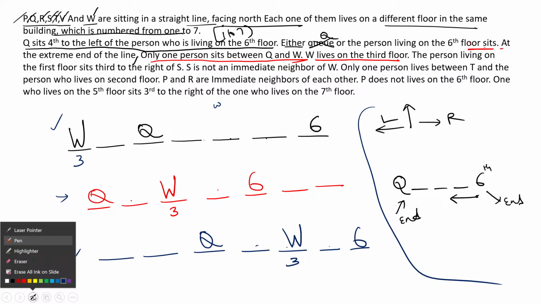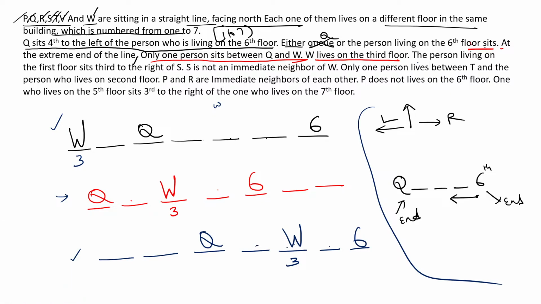Now let's go with the next clue. The person living on the first floor sits 3rd to the right of S. S is not an immediate neighbor of W. That means this should not be S, and this should not be S, because S should not be the neighbor of W. Wherever you have W, next to W you should not get S. That is the meaning of not a neighbor or not adjacent. Both of them are the same.